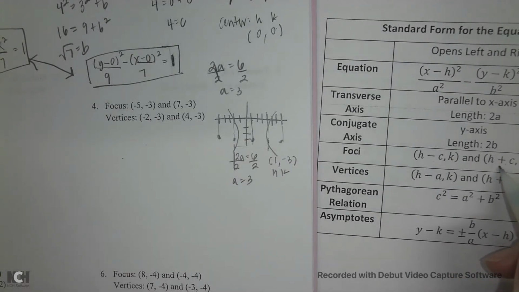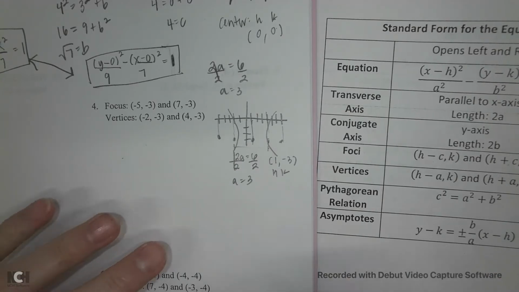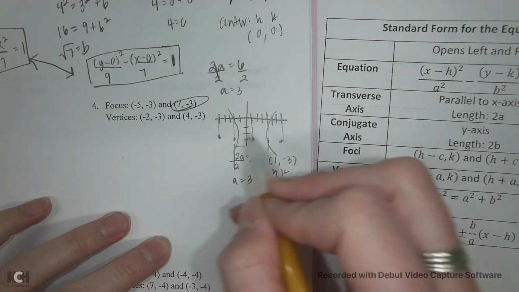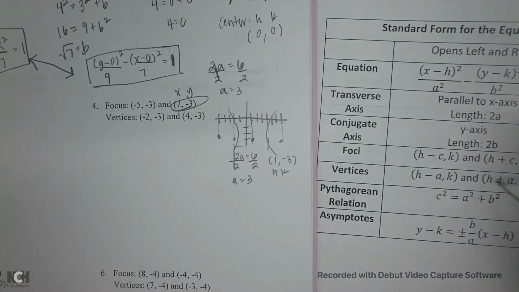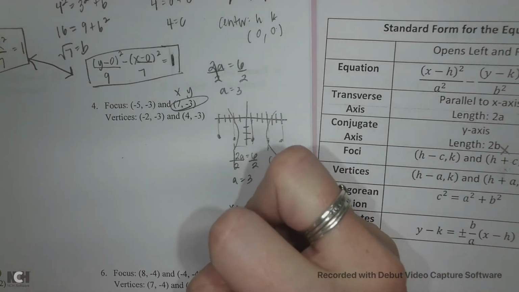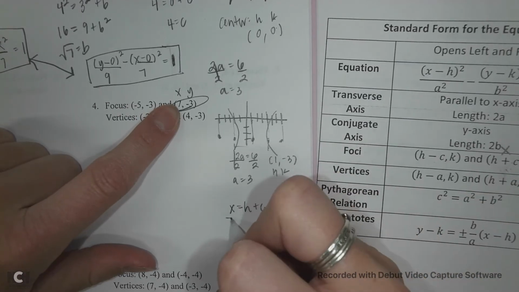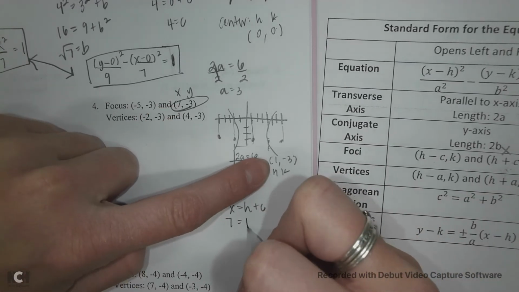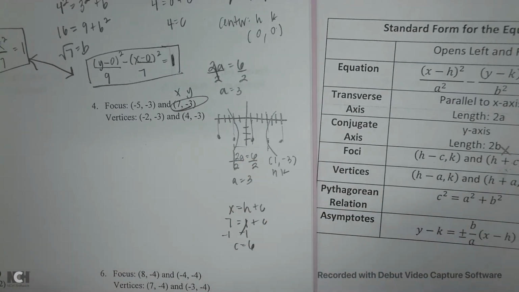So either the furthest up or the furthest to the right, because then we don't get negative C's and we get kind of confused. So this guy is furthest to the right, and here is my X and my Y values. Now, according to my formula, I want my X value this time. So X equals H plus C. So my X of my focus is 7, and that equals my H plus C minus 1. C is equal to 6.